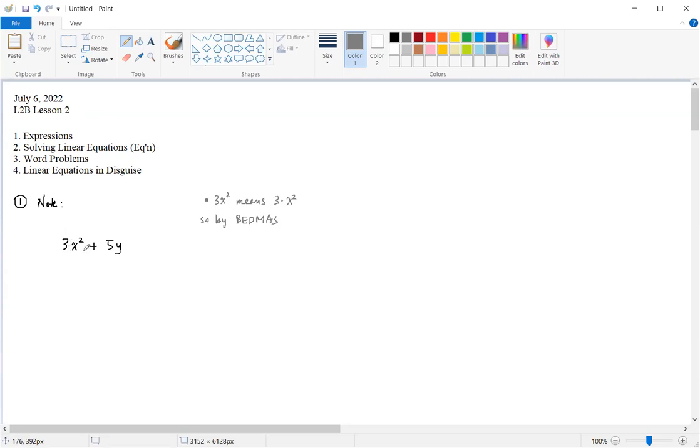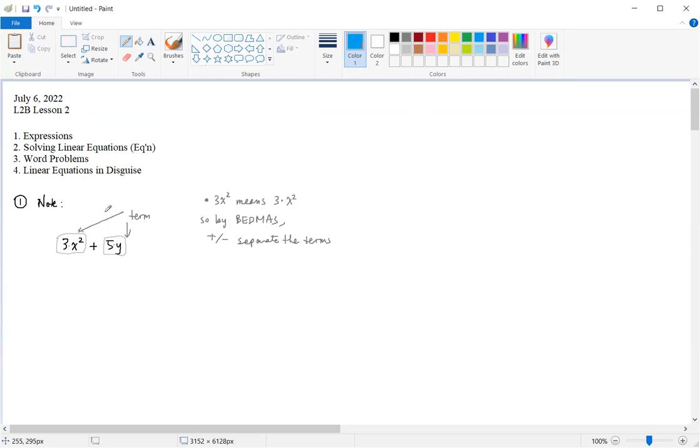So here you should have this multiplying as one block first. This is one block. 5 times y, multiplying is one block first. You do the multiplying first and then add them up. So the adding, subtracting separate the terms. So by bad math, adding, subtracting separate the terms. So here, this block is called a term. This block is called a term.